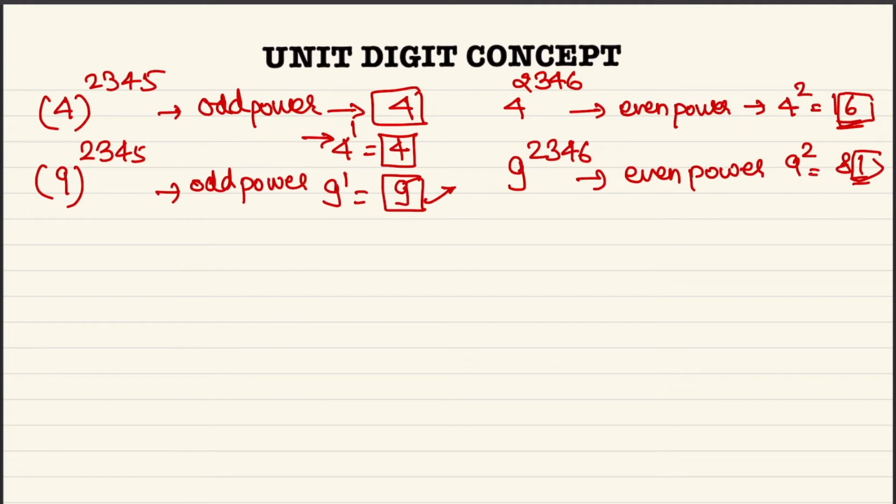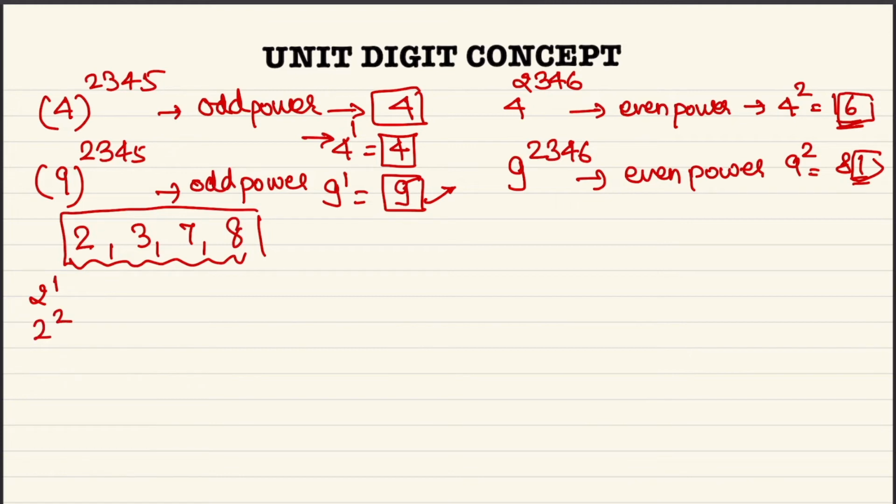Now 1, 0, 5, 6 we have finished. Now 4 and 9 are also finished. Now the remaining 4 numbers are 2, 3, 7, 8. These 4 numbers follow a rule of cyclicity. Now I will tell you about cyclicity. What is cyclicity? I will explain it with the powers of 2. I write various powers of 2.